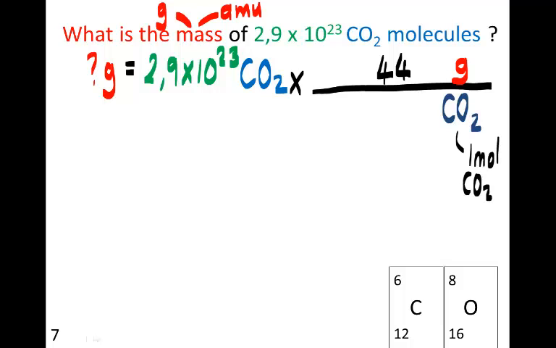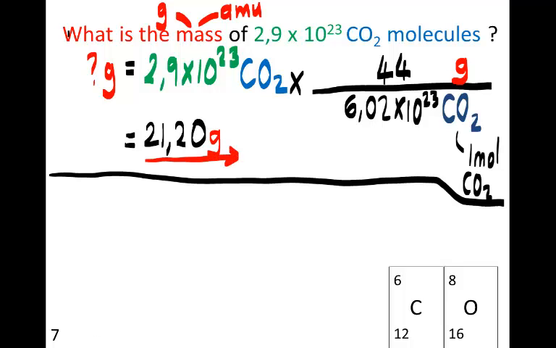44 grams is the mass, careful, of 1 mole of CO2. So how many CO2? 1 mole is 6,02 times 10 to the power 23 CO2s. Because remember, we don't want mole CO2 because we're not given mole CO2. There's no mole written there. So we need CO2. So 44 grams is the mass of so many CO2s because that is 1 mole. And then we can find the answer. 2,9 exp 23 multiplied by 44 divided by 6.02 exp 23 gives us the answer of 21,196. So that's 21 grams.